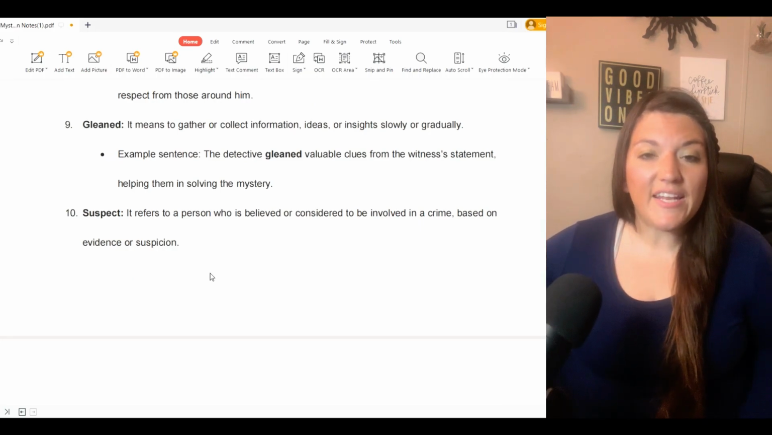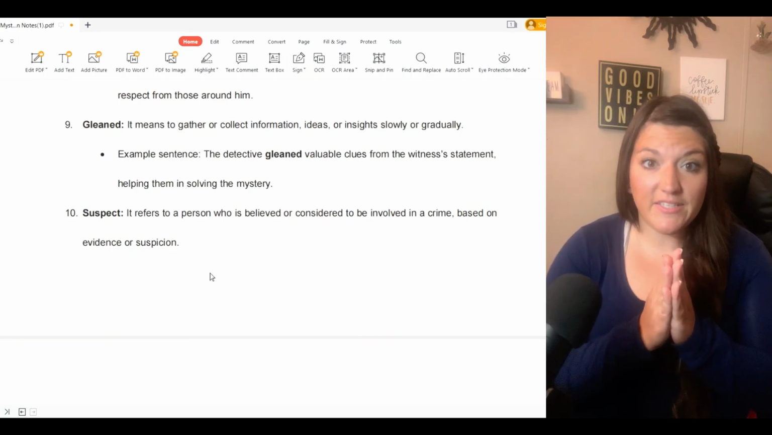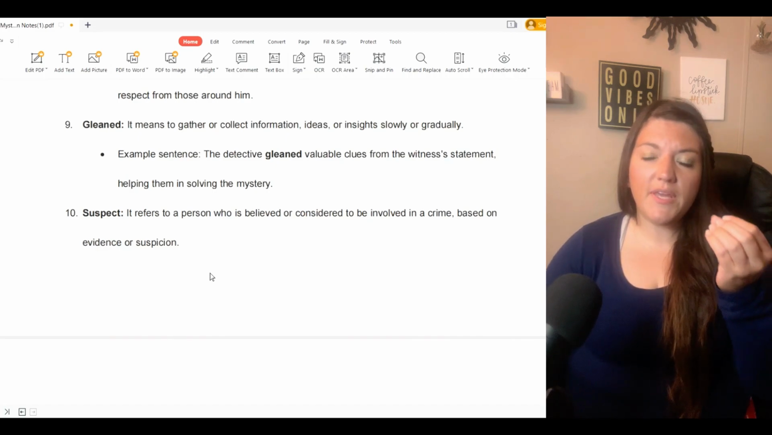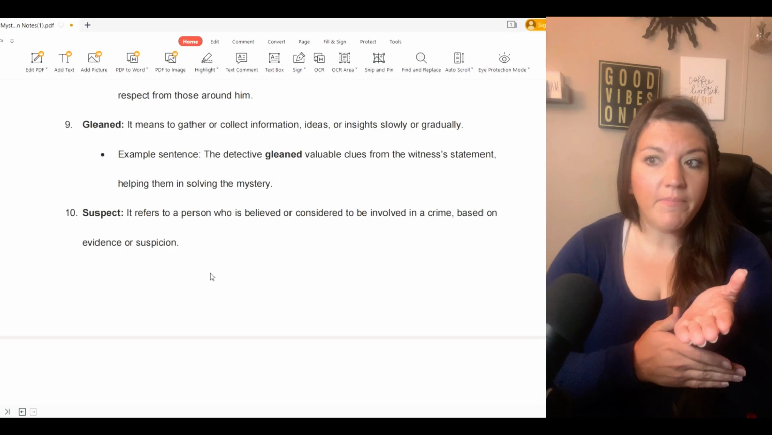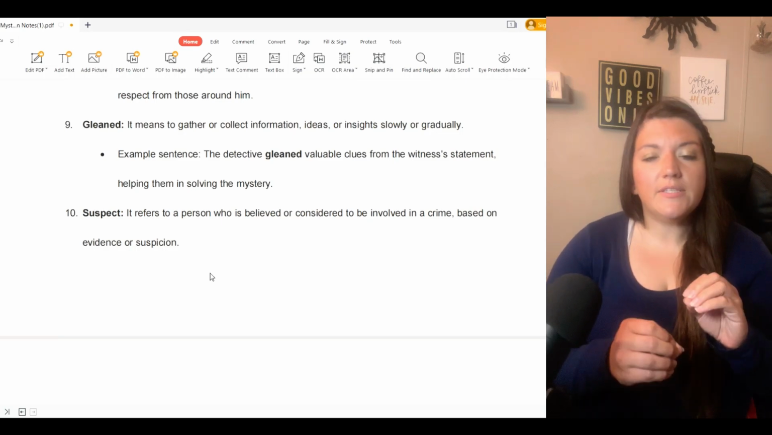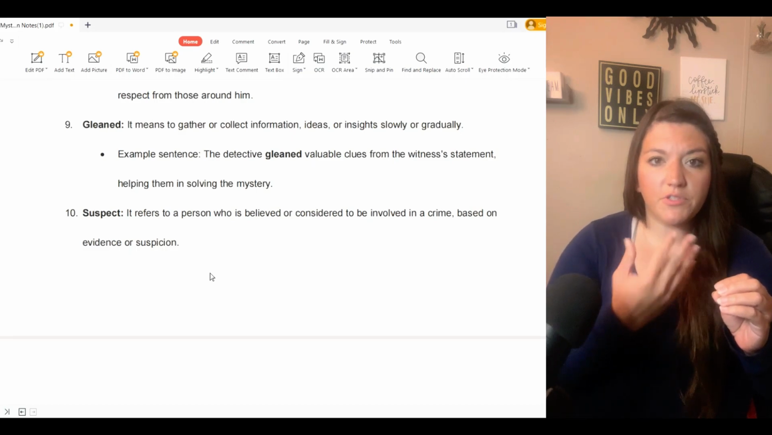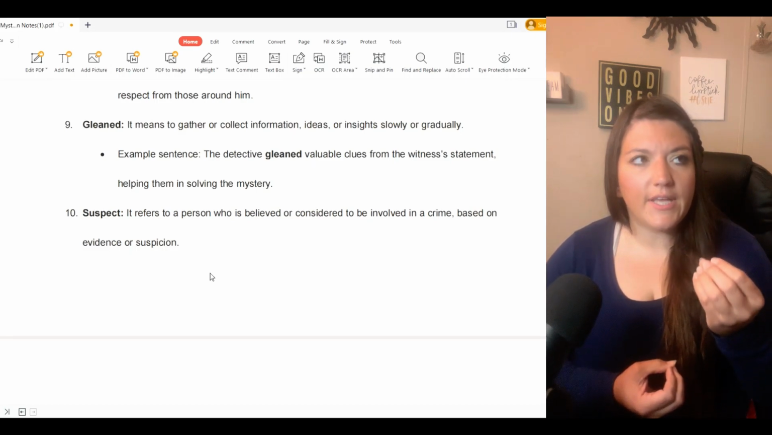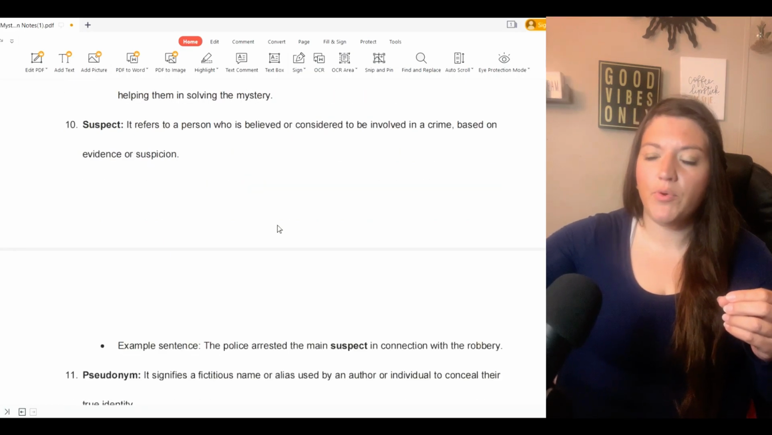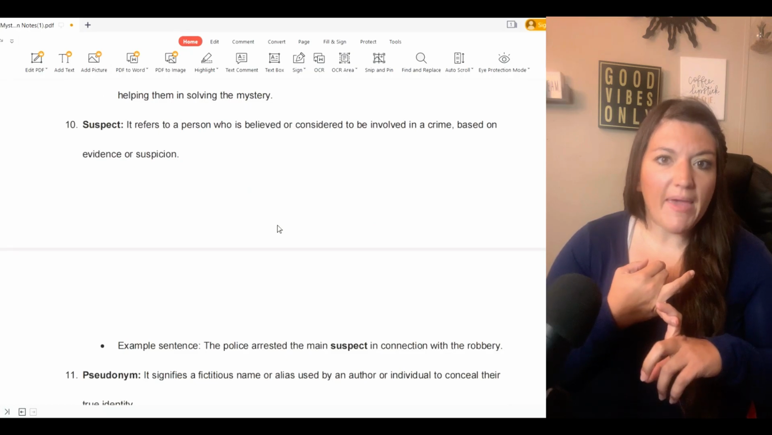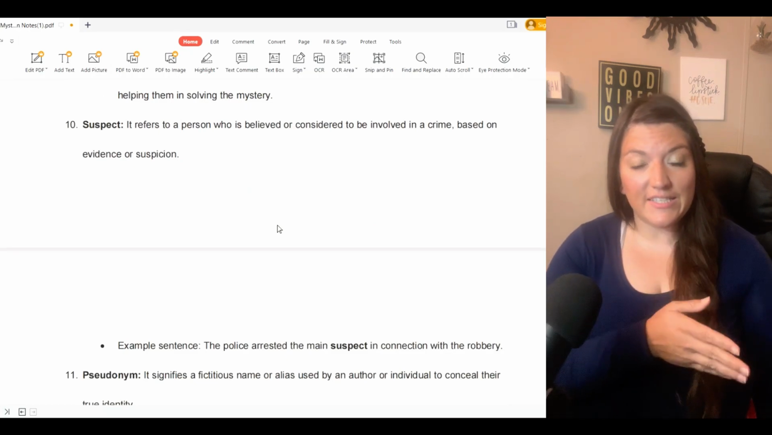All right, number 10, suspect. There are 2 ways to use this word suspect. So suspect could be the person who is believed or considered to be involved in a crime based on evidence or suspicion. Suspect can also refer to the way that someone feels about something. So you could say he is a suspect in the case, or the example here is the police arrested the main suspect in connection with the robbery. So he is the suspect.